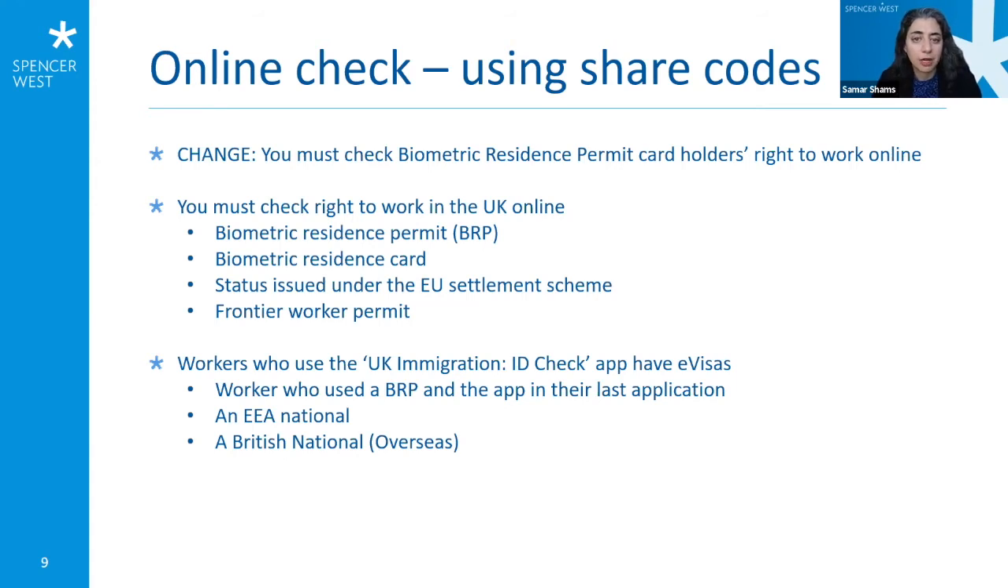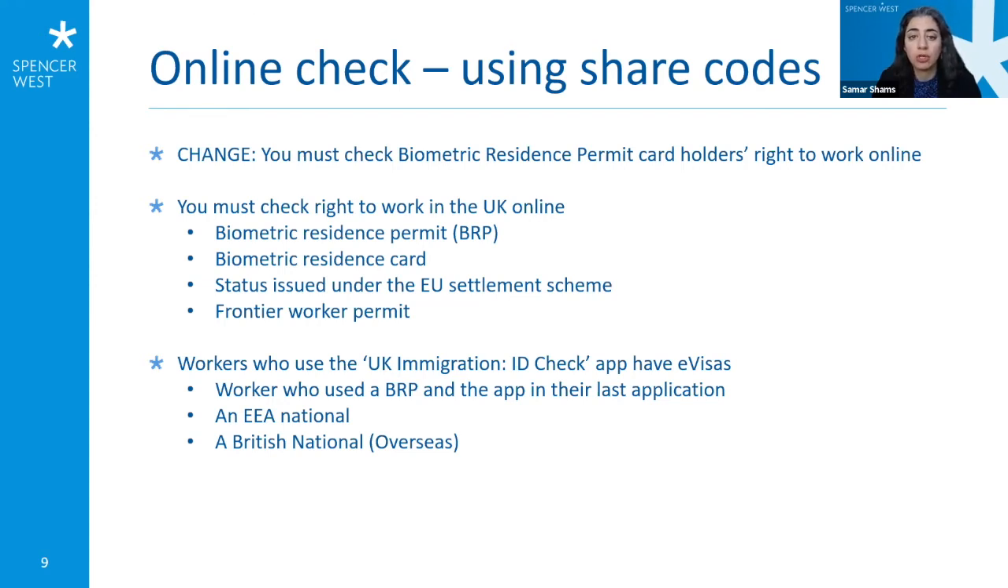Going back to the share codes, there are now lots of people who are only going to have what the Home Office is referring to as e-visas or digital status. And so you will necessarily have to check their right to work using the share code system. They're not going to have documentation to show you. You mustn't assume that that means that they don't have permission. It's more and more common as the Home Office moves everyone to their digital systems that people will not have physical documentation of their right to work in the UK.